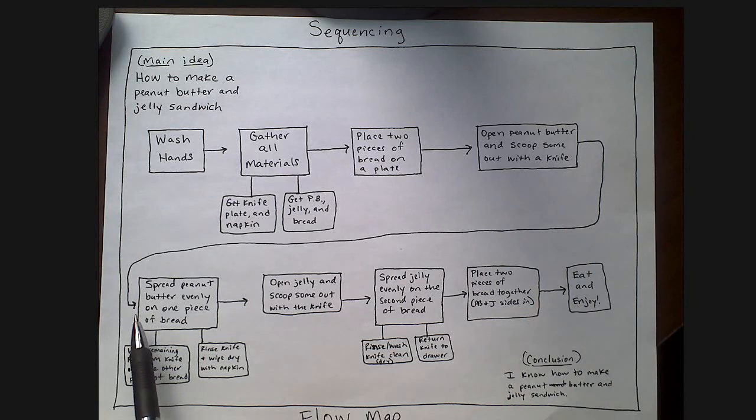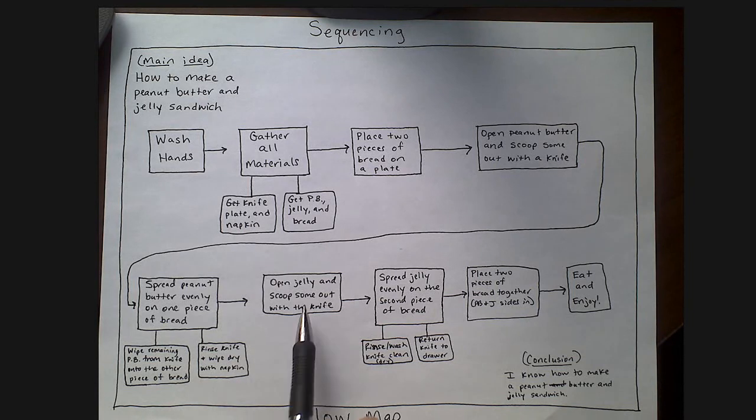So after we open it, then we're going to spread the peanut butter evenly on one piece of bread and wipe the remaining peanut butter from the knife onto the other piece of bread. At least that's what I do. Wouldn't want to waste it. And then rinse and wipe the knife dry with the napkin.